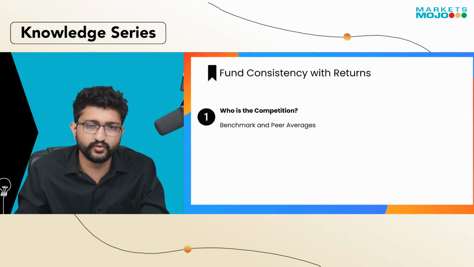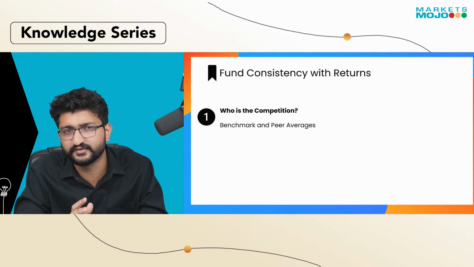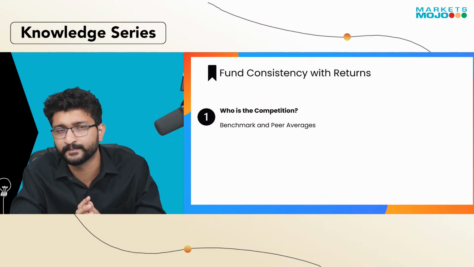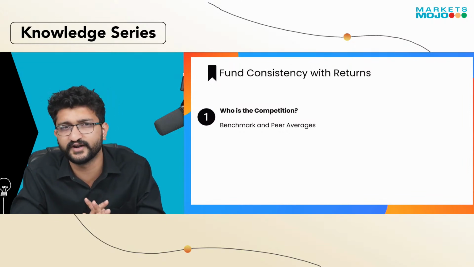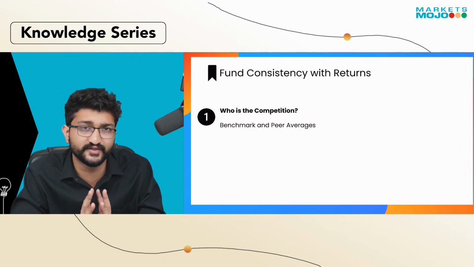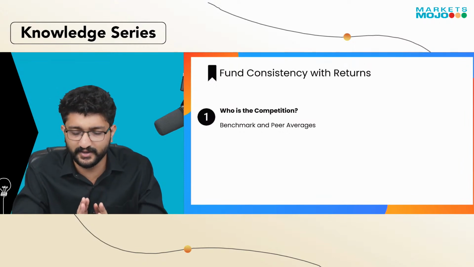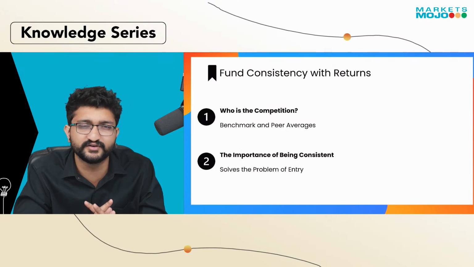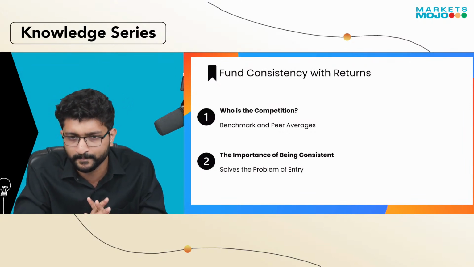Okay, so within finding out which mutual fund is the best, we have to also understand what we will compare that with. If I simply come up today and tell you that Axis so-and-so mutual fund has given 30% return in 3 years, you can't actually reach a point whether that fund has actually done well. So we'll be looking at 2 things, which is the benchmark and peer averages, which is the competition, and the importance of being consistent and how it solves the problem of entering at any point of time.